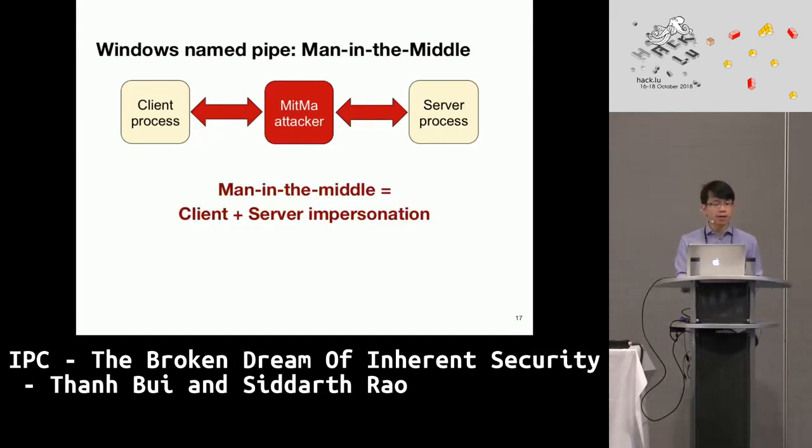The man-in-the-middle attack is pretty straightforward with named pipes. The attacker just needs to perform client and server impersonation at the same time and forward messages between the pipe instances. So now that we know about sockets and named pipes, let's now talk about the last IPC that we consider, the USB HID.